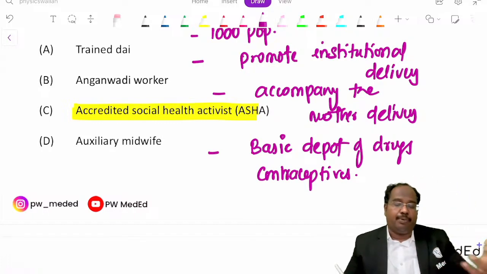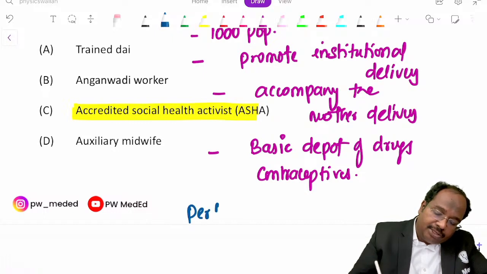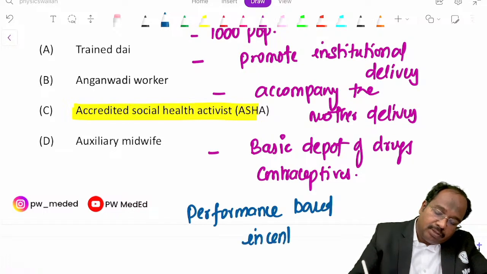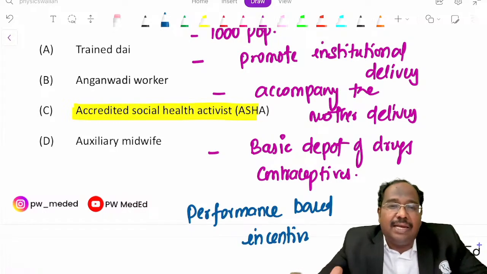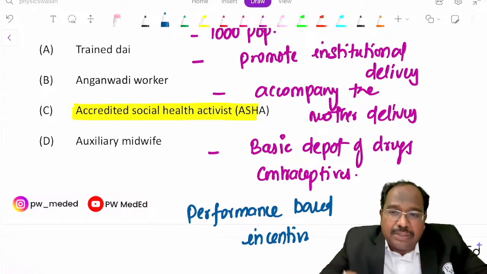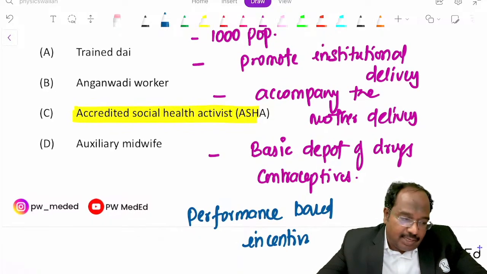She has this basic depot of drugs, and she will not get a fixed salary. What she will get is performance based incentive. There is no fixed salary for her. Based on the work, she will get more money. This is about Asha, guys.